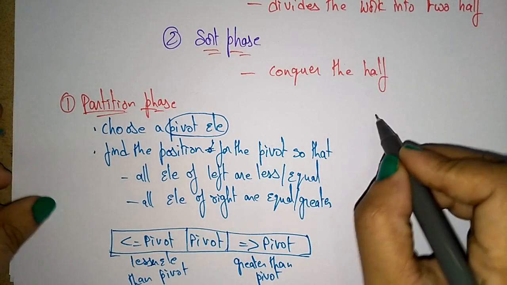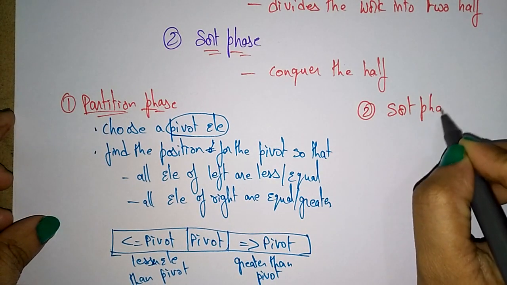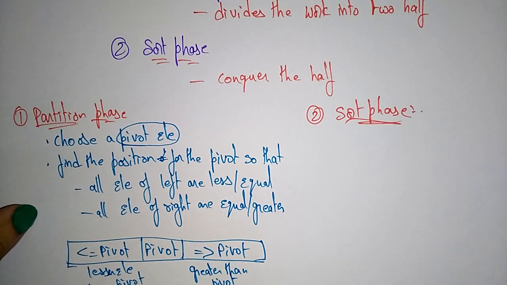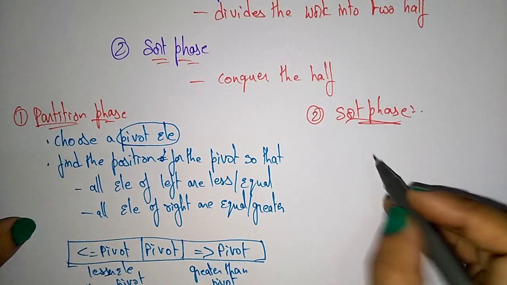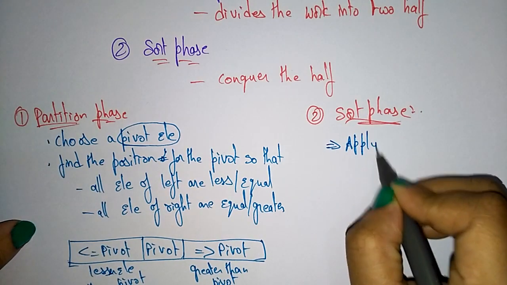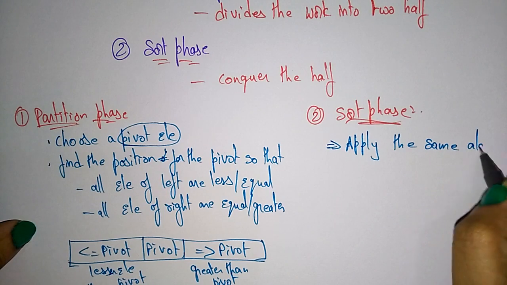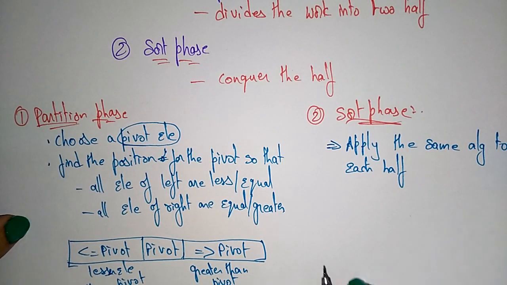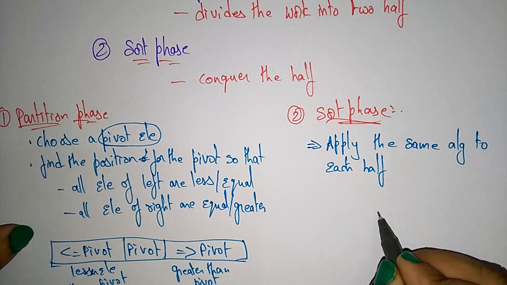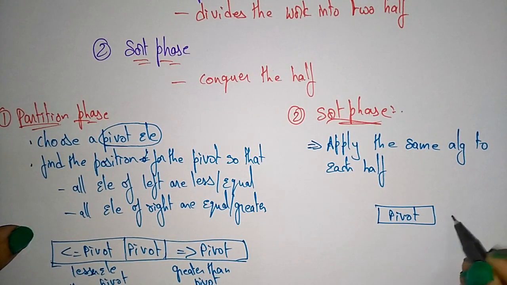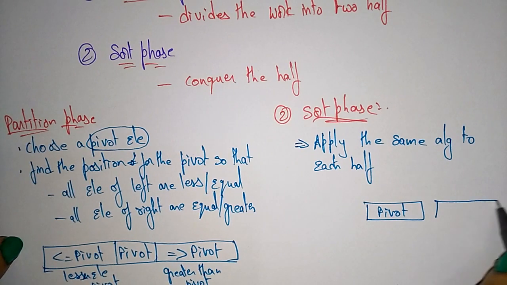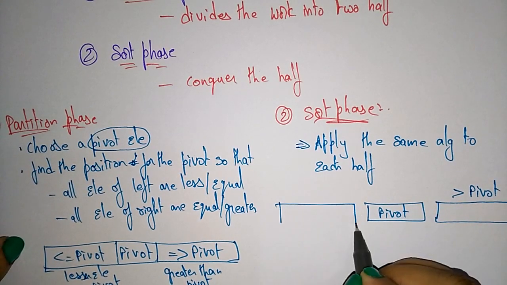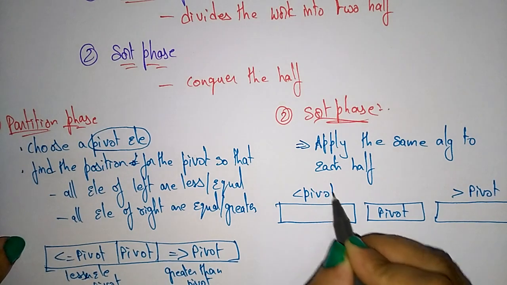And coming to the next, the sort phase. After doing the partition, you have to sort the elements. How can I sort the elements? Sorting the elements can be done by applying the same algorithm to each half of the pivot. Just apply the same algorithm to each half of the pivot. How can I apply it like this? If you take the pivot element, say this is the pivot element present in the middle, the right side of the pivot element should be greater than the pivot, and the left side should be less than the pivot. This thing you have to note.